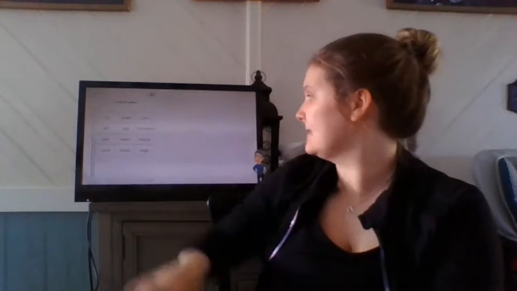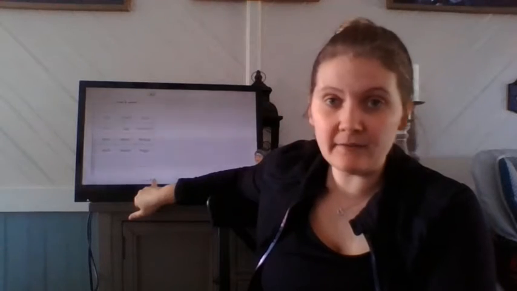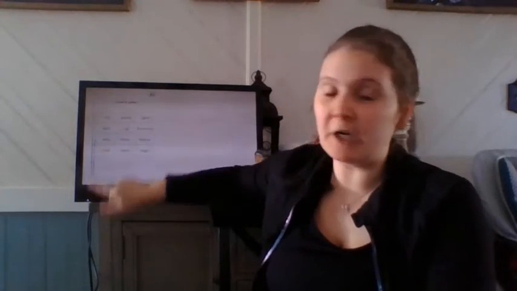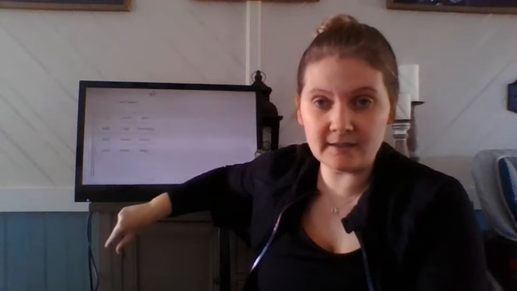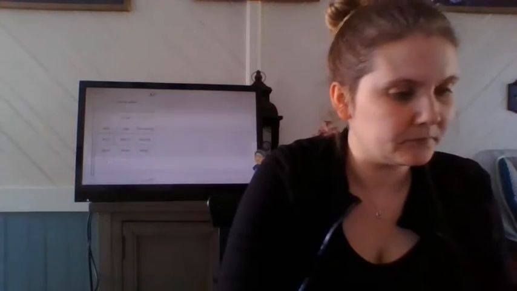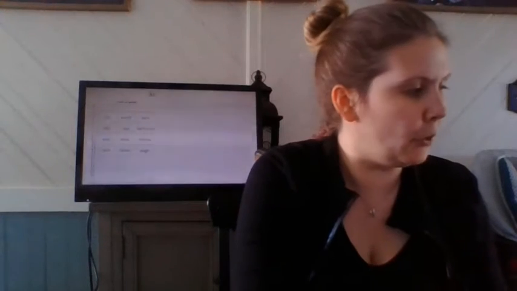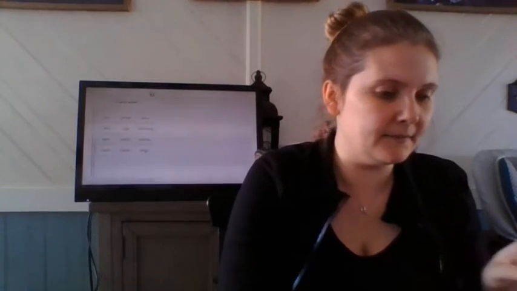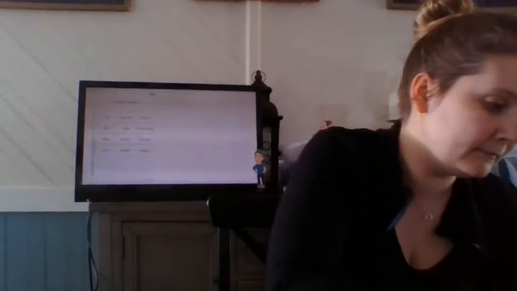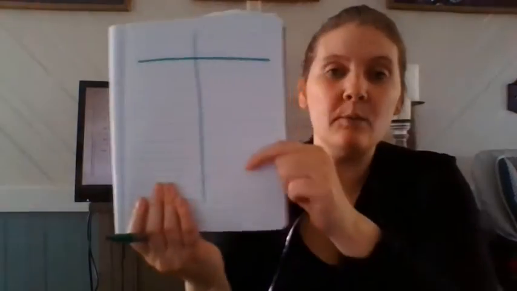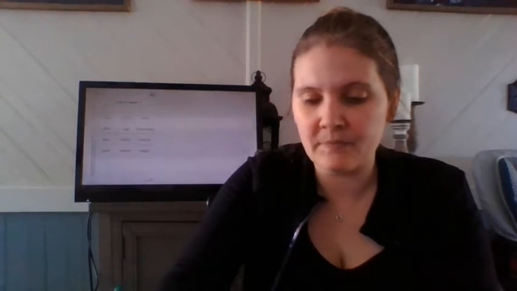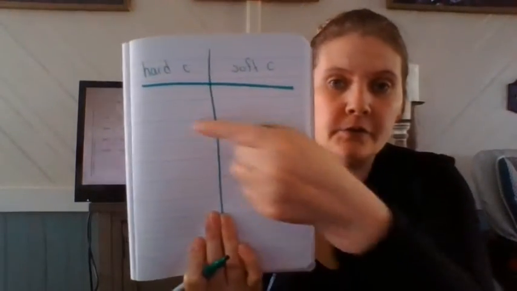So in your kiddie workbooks, we're in Unit 6. We're not going to use any more of Unit 4 or 5. So in Unit 6, turn to page 25. You're going to find 12 words that have either a soft C or a hard C. And I want you to make a T-chart in your notebook. A T-chart looks like this, just a giant T. And I want you to sort the hard C, which sounds like K, and the soft C, which sounds like S, and glue those down.